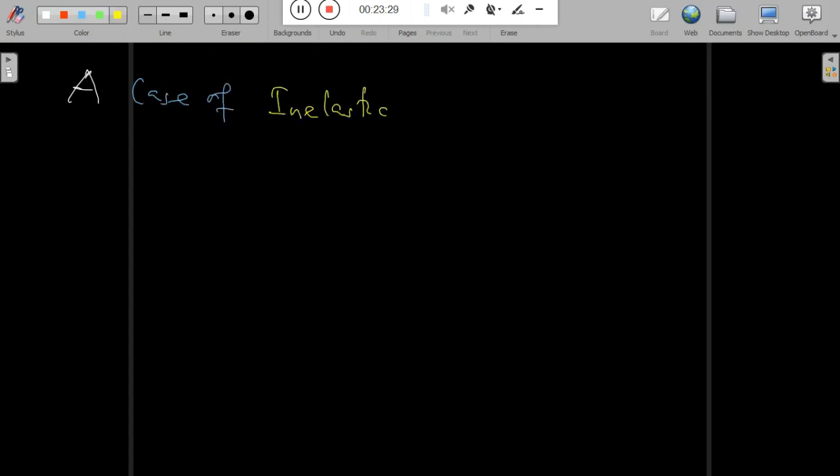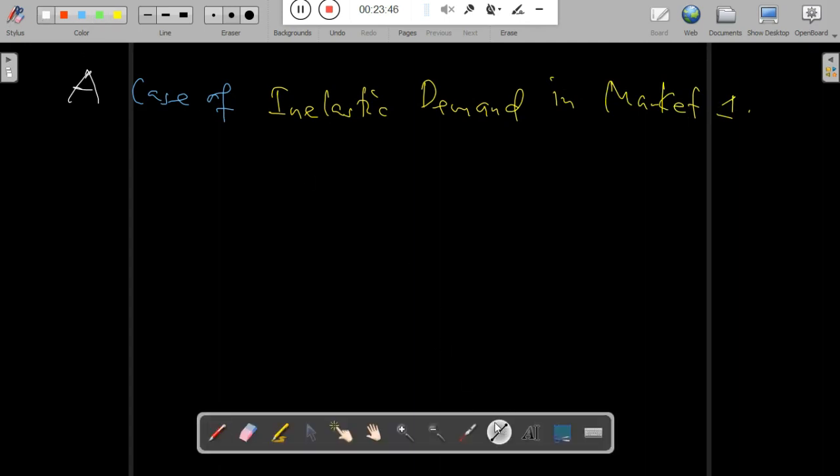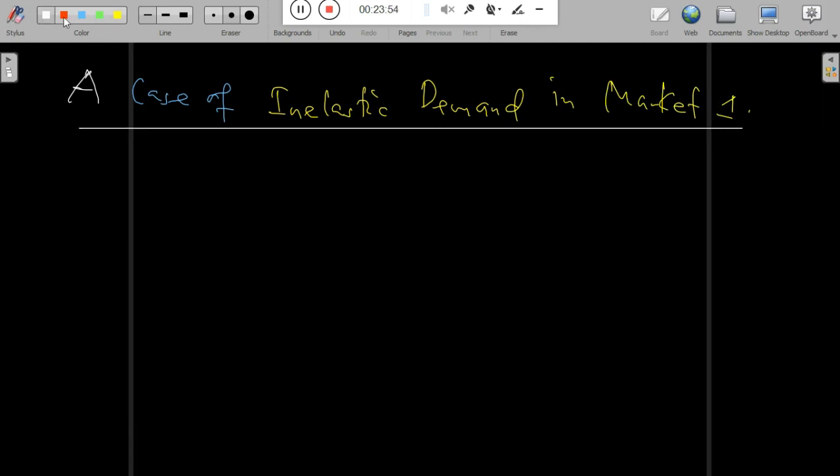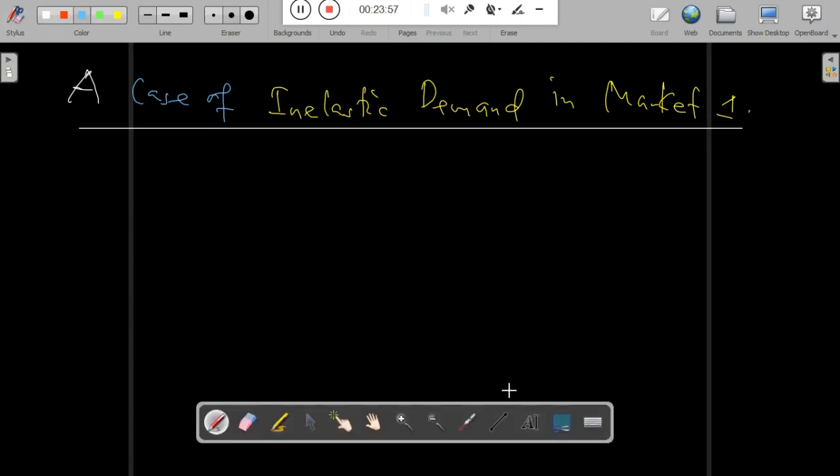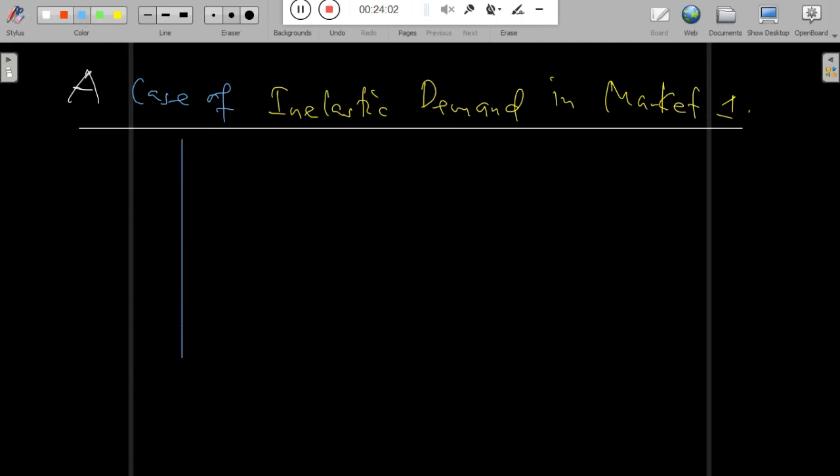Let's try to sketch a graph of an inelastic demand. Remember, as I told you, a monopolist normally fixes higher prices where demand is inelastic, knowing that the consumers who purchase certain goods and services are not affected at all by any change of price. So if you try to sketch the graph, it will appear like this for an inelastic demand.